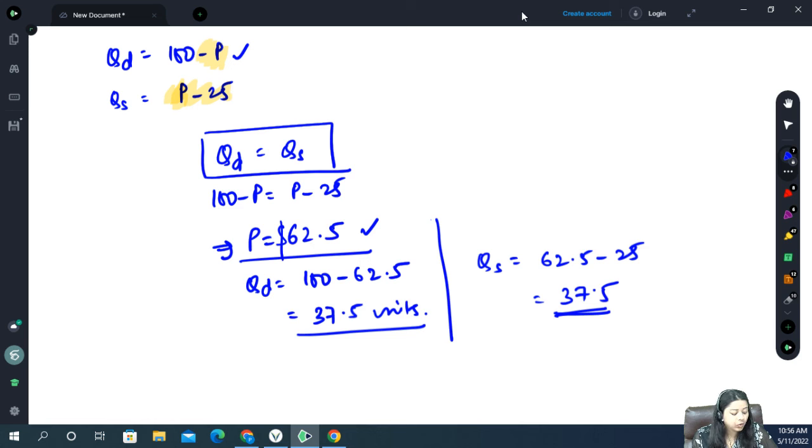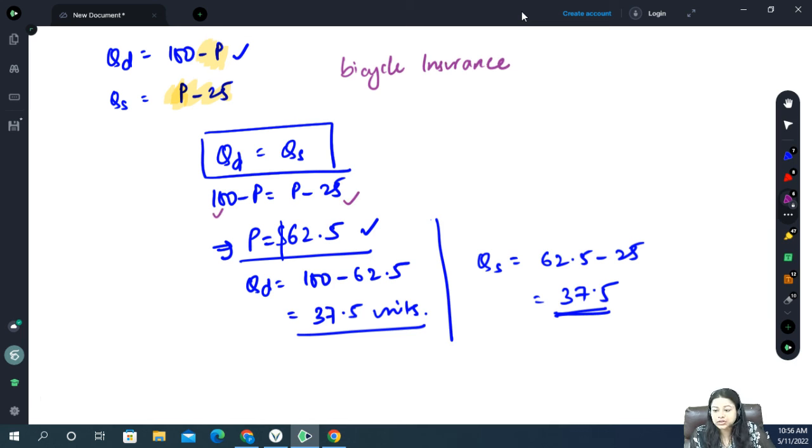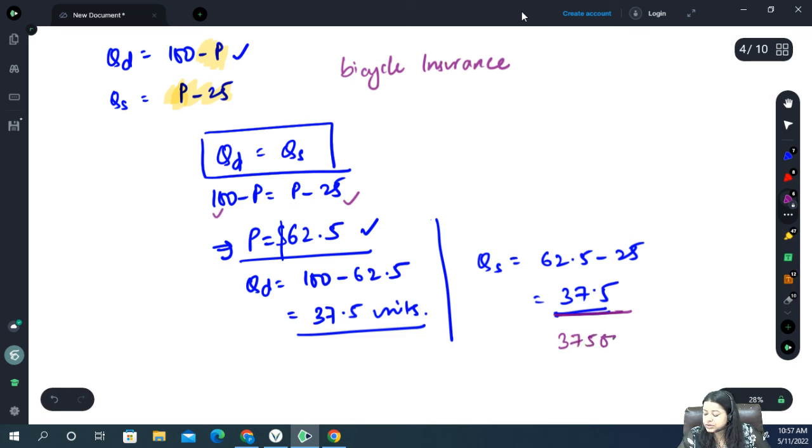Clear? Any doubt? For the entire chapter, I'll be taking an example of bicycle insurance, right? This is what I've taken in my compiler as well. Bicycle insurance. So this was the demand for bicycle insurance. This was the supply of the policies of bicycle insurance. So we can say that the number of policies sold, let's say in thousands, is 37,500. And at what price? 62.5. Clear? Any doubt?